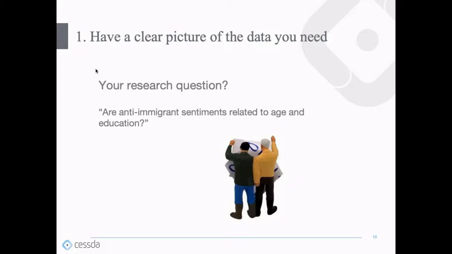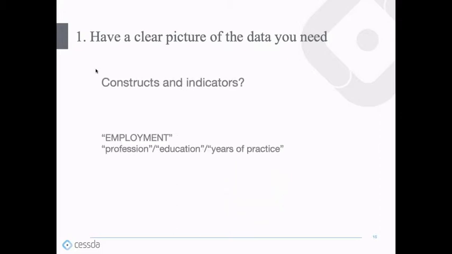Your research question is always related to the theory you are using, and it clearly shows you what concepts and what population you are going to work with. What construct are you using and what are their indicators? Let's say your construct is the employment and your indicators are profession, education, and years of practice.